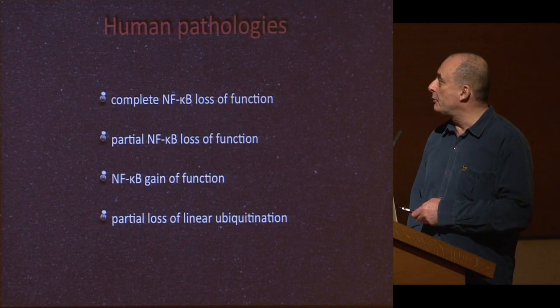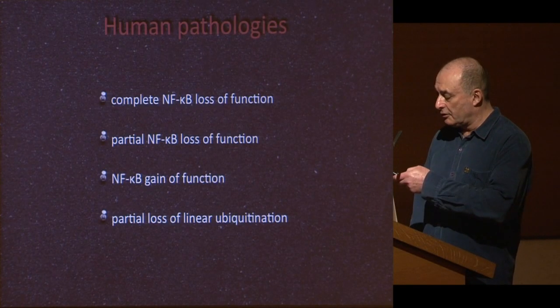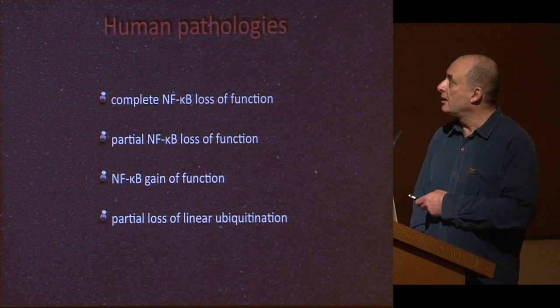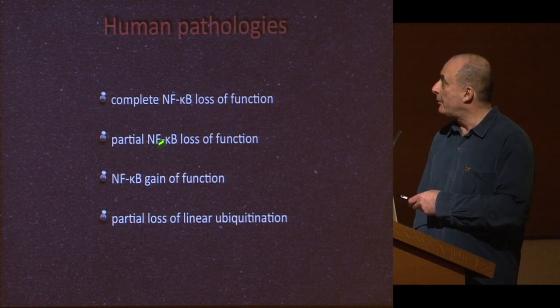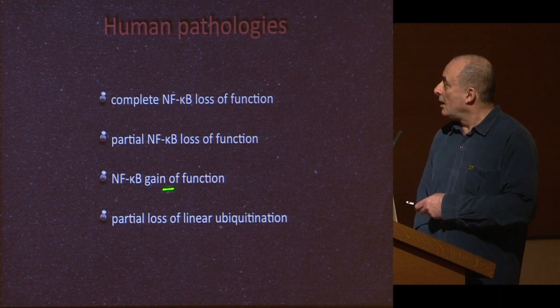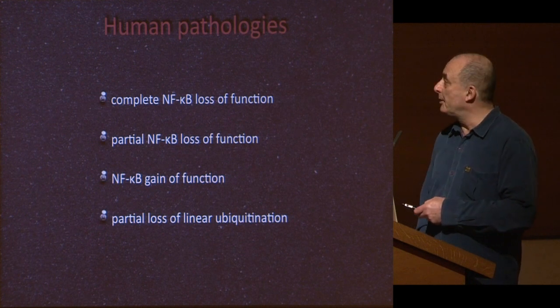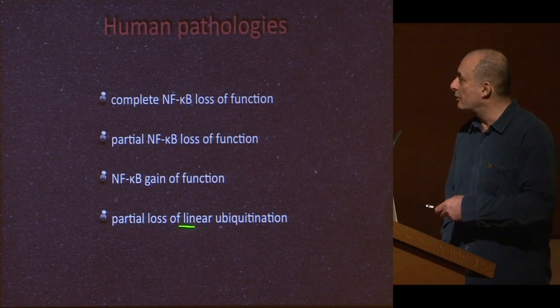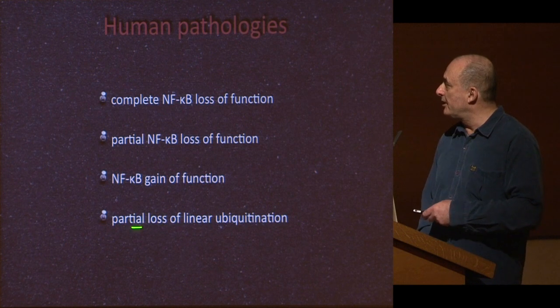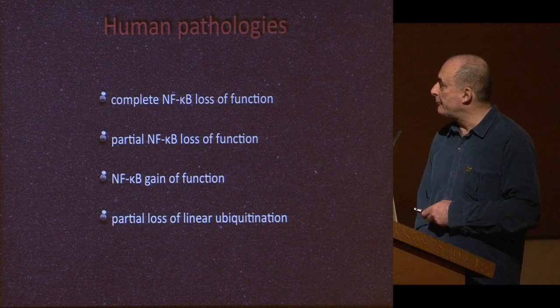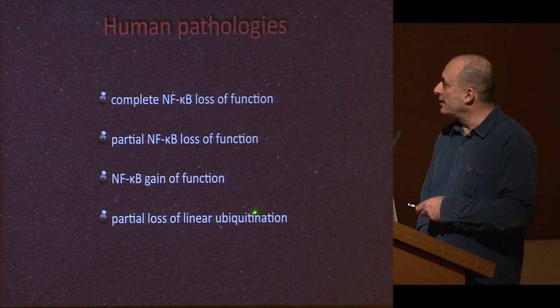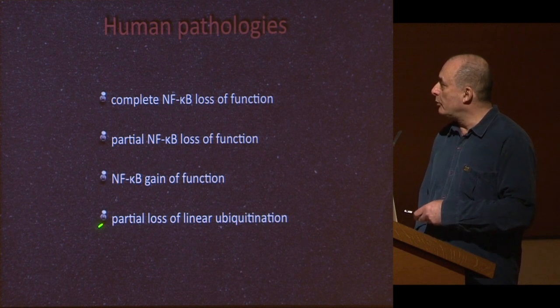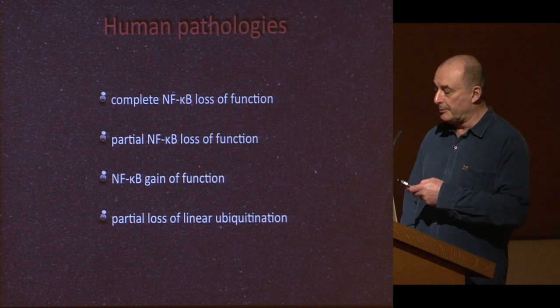What I'm going to do is give you a brief description of a number of pathologies which are the consequence of either a complete loss of function or a partial loss of function of NF-kappaB. Also, something which is less known is the consequence of a gain of function of NF-kappaB. And at the end of my talk, I will report the preliminary results of the analysis of patients that have a partial loss in linear ubiquitination, which it turns out seems to also impinge, at least in part, on the NF-kappaB pathway.